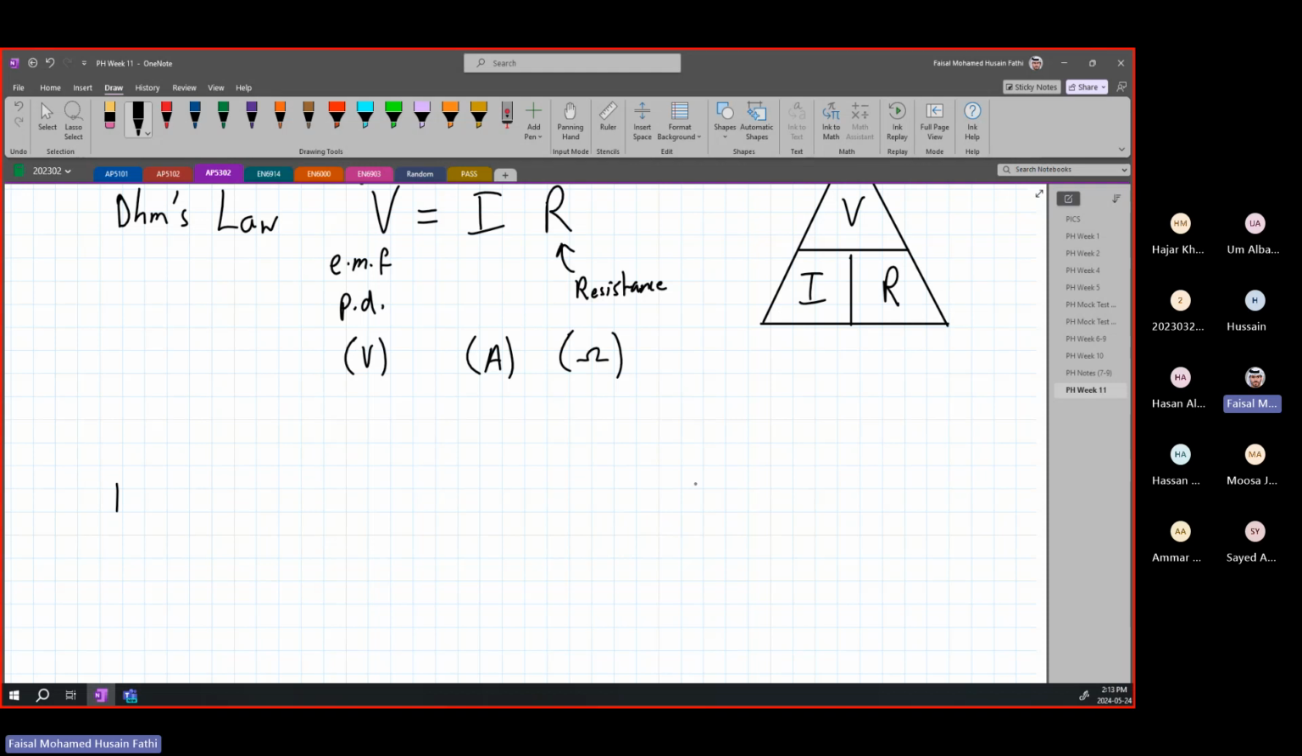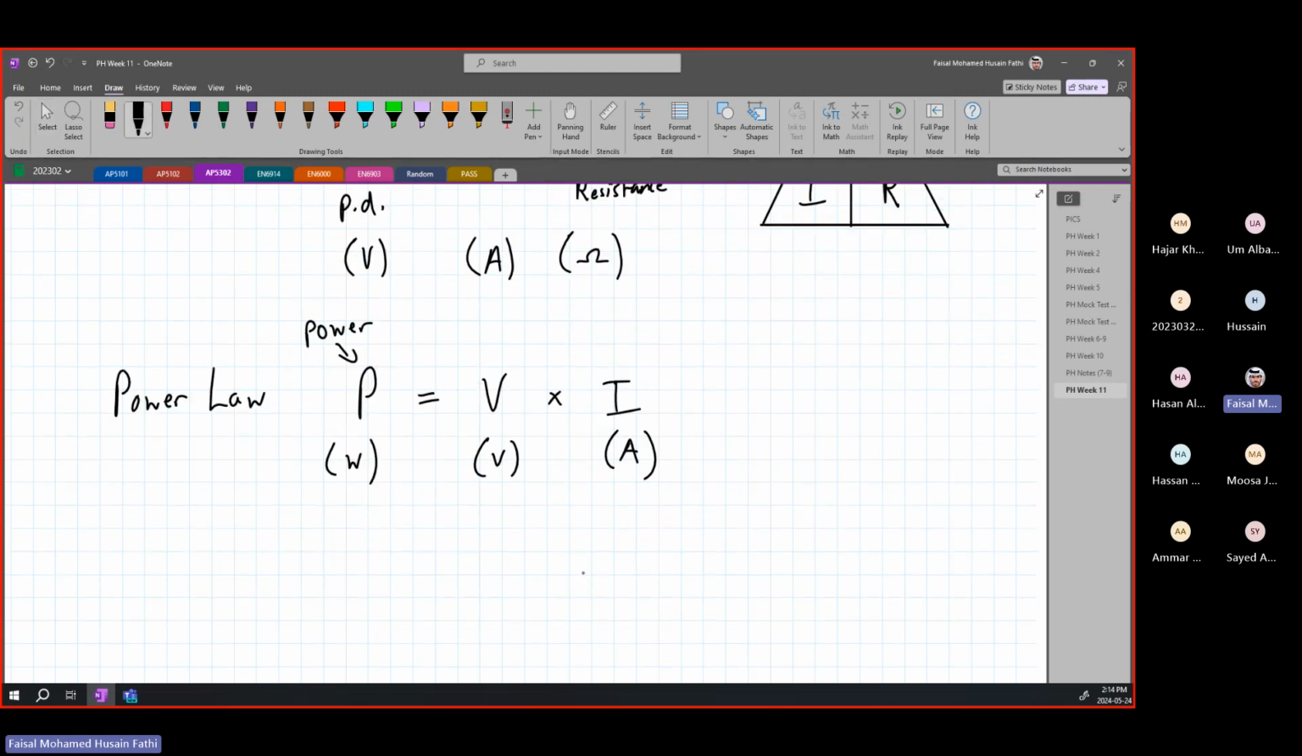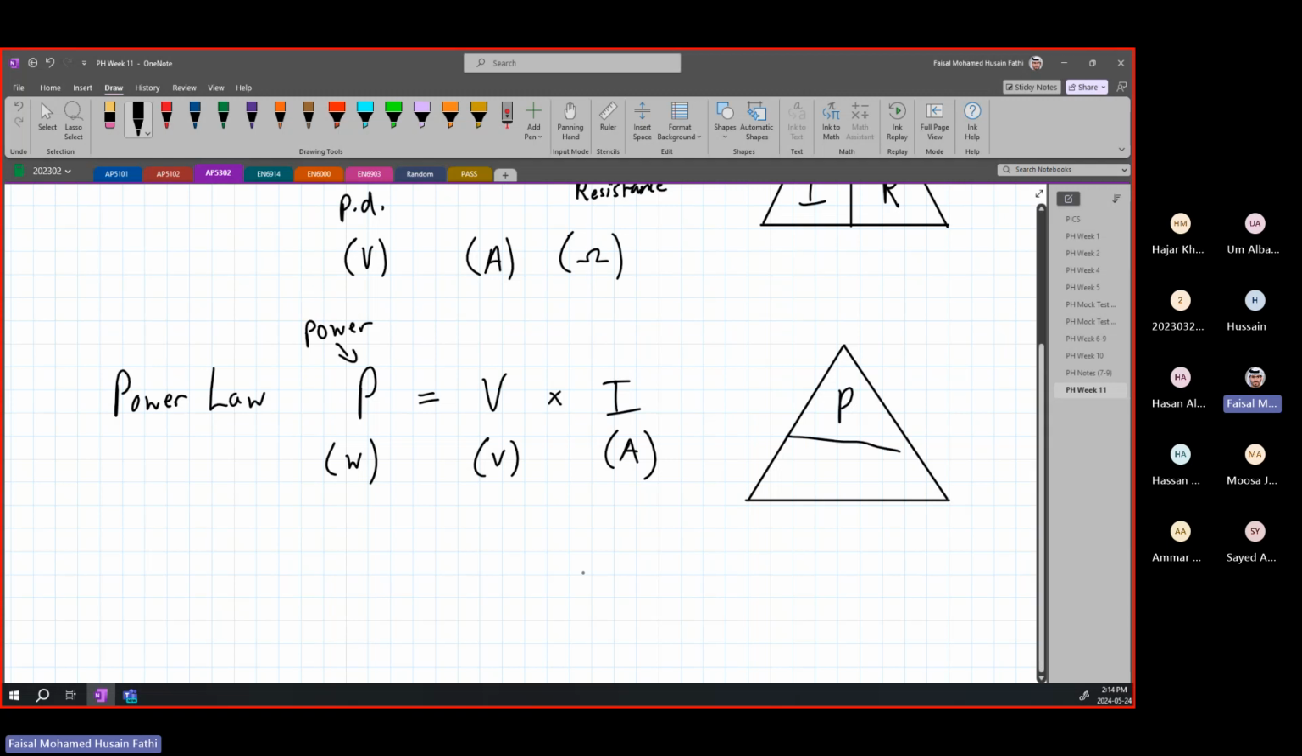Then the other rule we looked at was the power law, which is power P is equal to the voltage times the current. All right. So again, this P is just power, in watts, that's the unit. Voltage is in volts and current is in amperes. This is to find the power. Again, you can draw the power triangle, very similar to Ohm's law's triangle, but the difference here is power is going to be up, and you have voltage and current down.